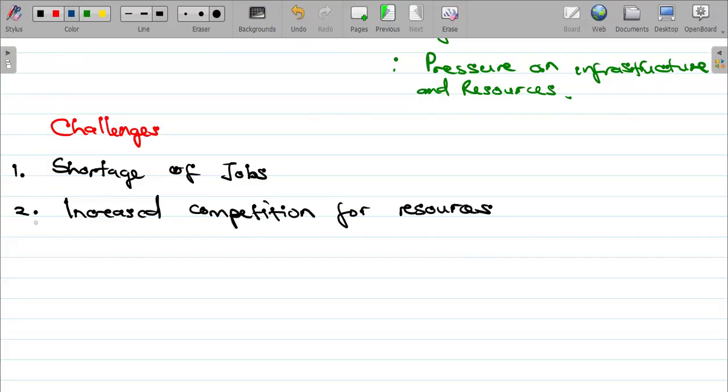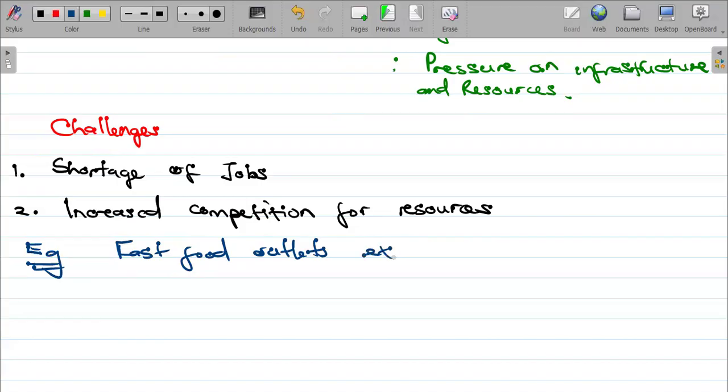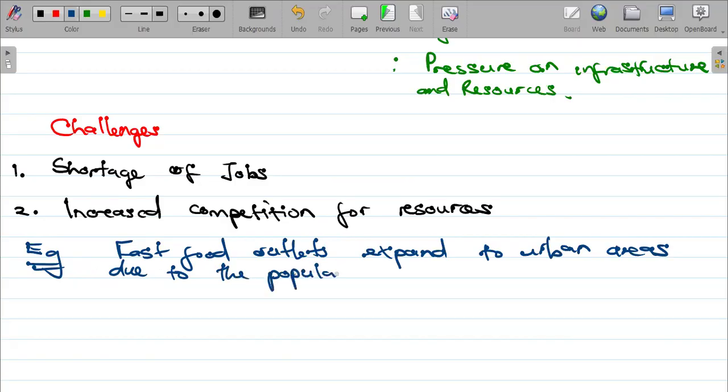E.g., fast food outlets expand to urban areas due to the population growth.